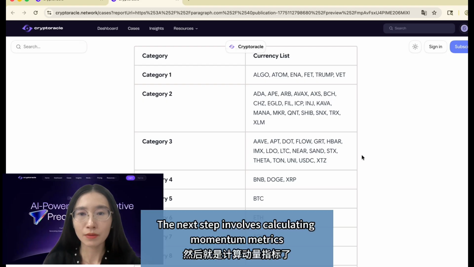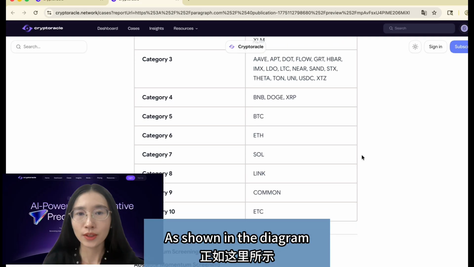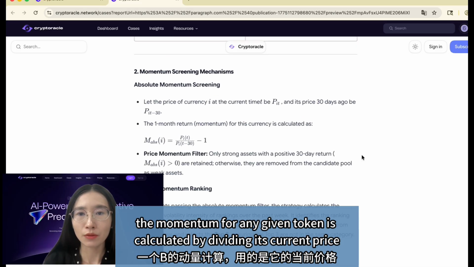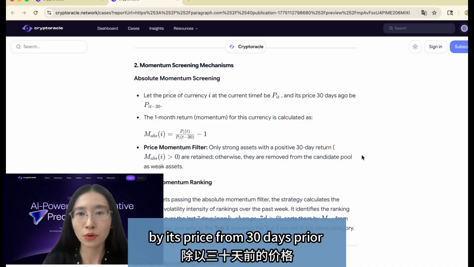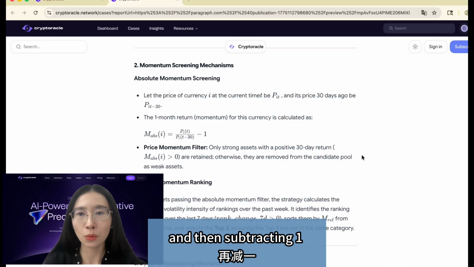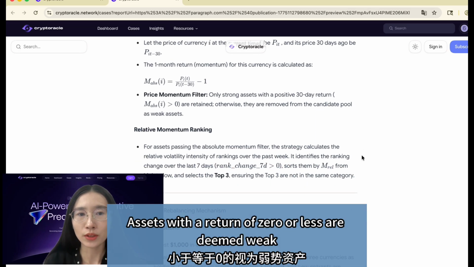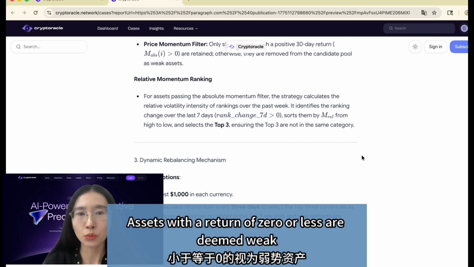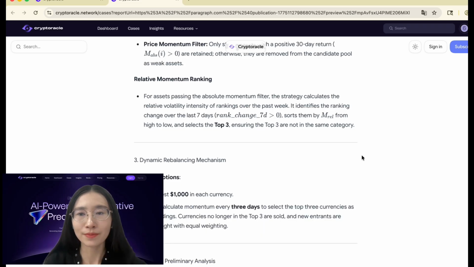The next step involves calculating the momentum matrix. As shown in the diagram, the momentum of any given token is calculated by dividing its current price by its price from 30 days prior, and then subtracting 1. We retain only those strong assets with a positive 3-day return. Assets with a return of 0 or less are deemed weak and are eliminated from the candidate pool.